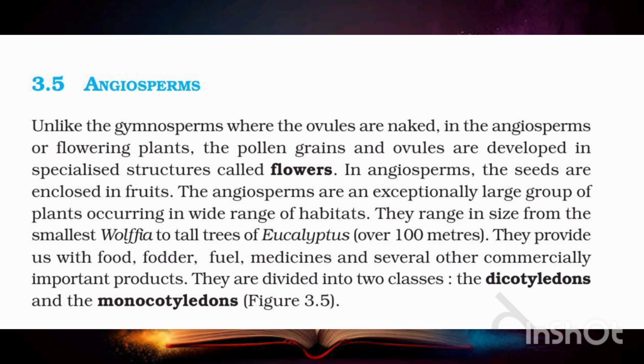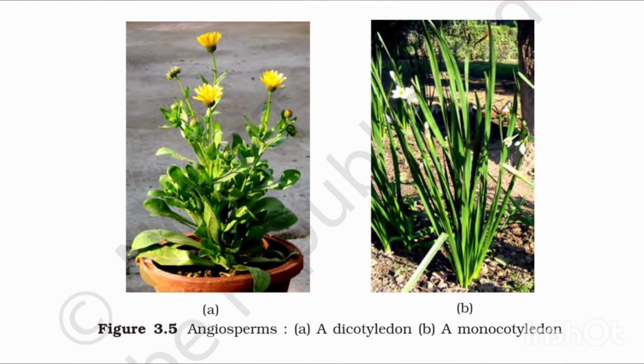The angiosperms are an exceptionally large group of plants occurring in a wide range of habitats. They range in size from the smallest Wolffia to tall trees of Eucalyptus, over 100 meters. They provide us with food, fodder, fuel, medicines, and several other commercially important products. They are divided into 2 classes, the dicotyledons and the monocotyledons. Figure 3.5 Angiosperms. A. Dicotyledon.